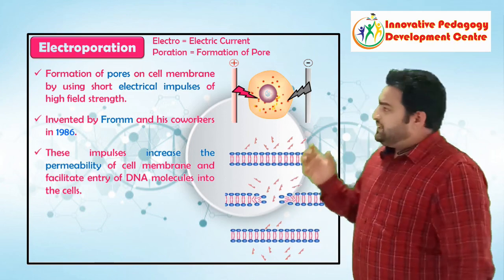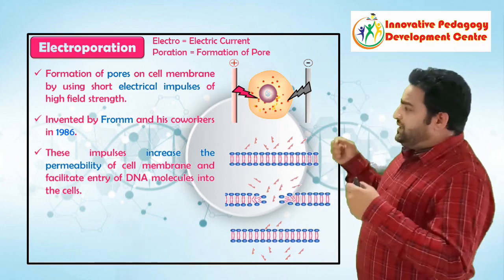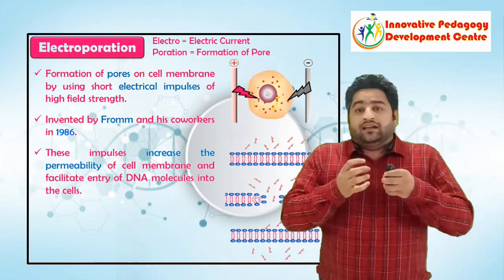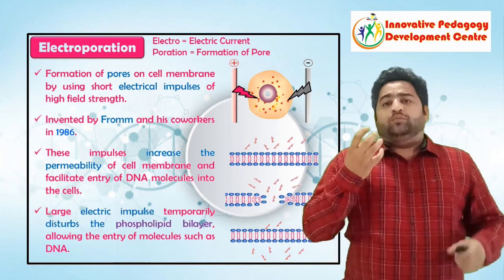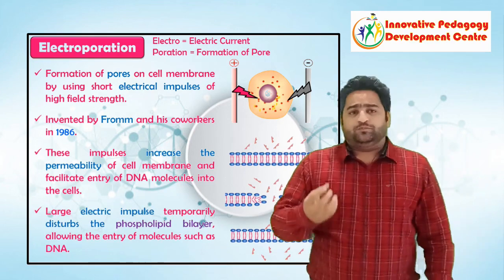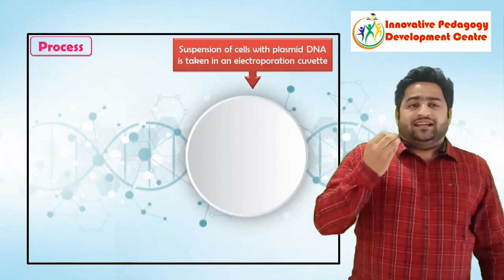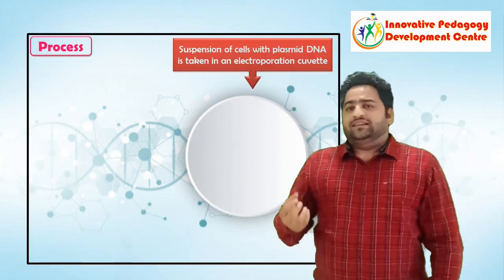So here you can see the bilipid layer, after the electrical discharge, has been disturbed and pores are formed. Through this pore, the large genetic material can enter inside the cell.